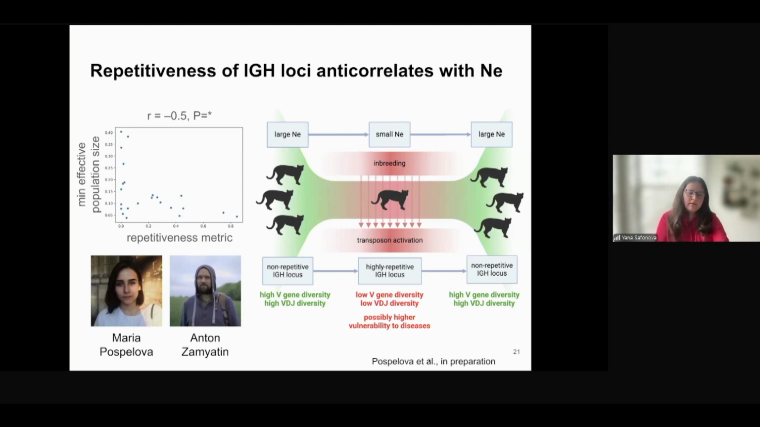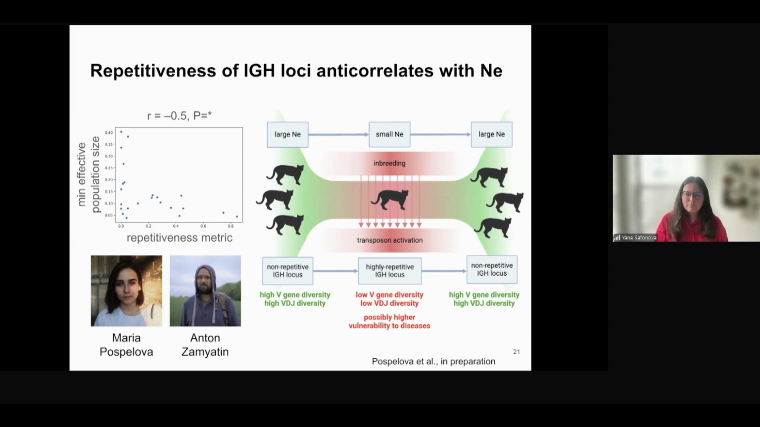It also allows us to formulate a hypothesis that species with highly repetitive loci might be more vulnerable to diseases as compared to species with highly diverse VDJ recombinations and V genes located in non-repetitive Ig loci. Of course, this is a hypothesis. Unfortunately, we don't have a good way to test it on the same species because this process might take tens and hundreds of thousands of years.